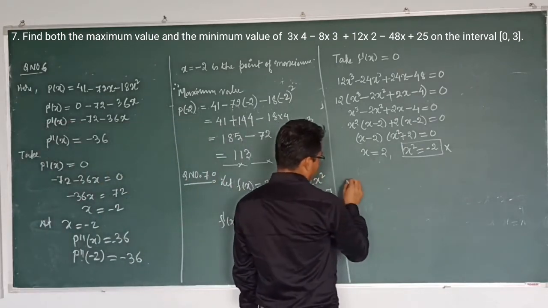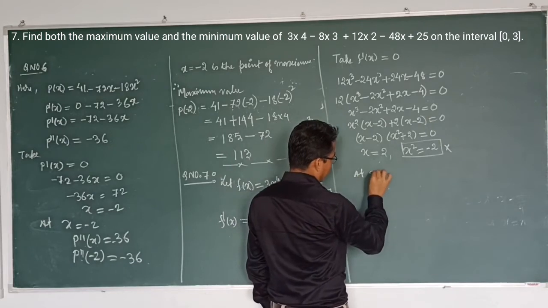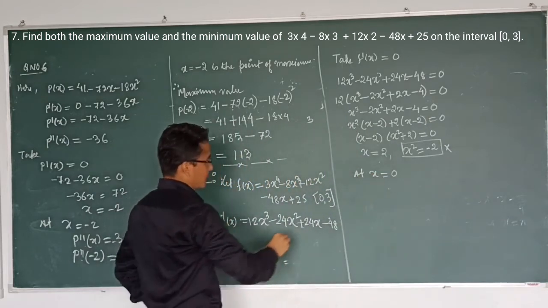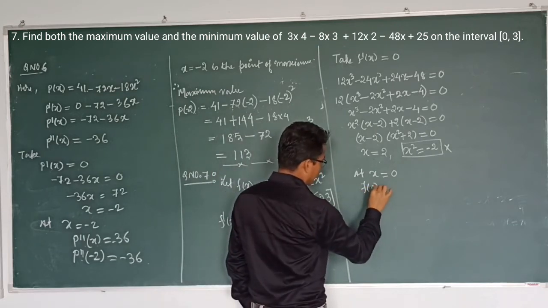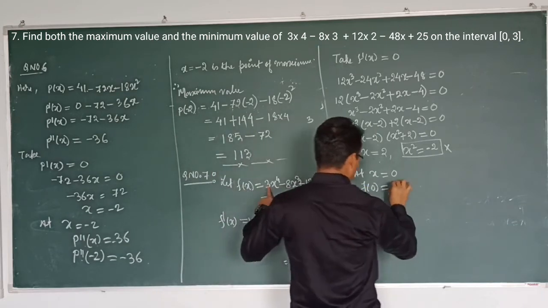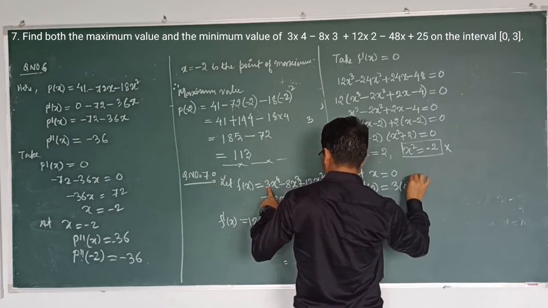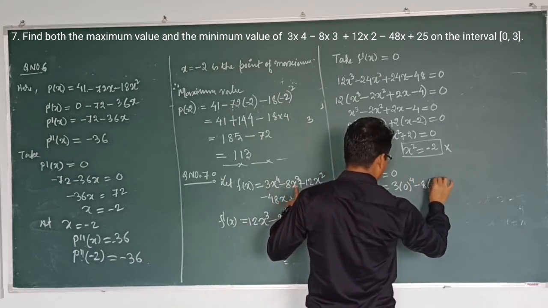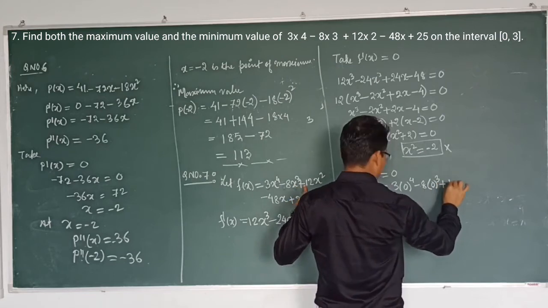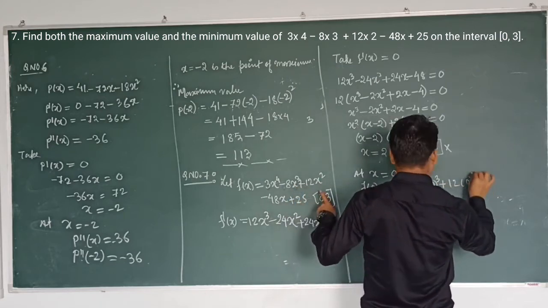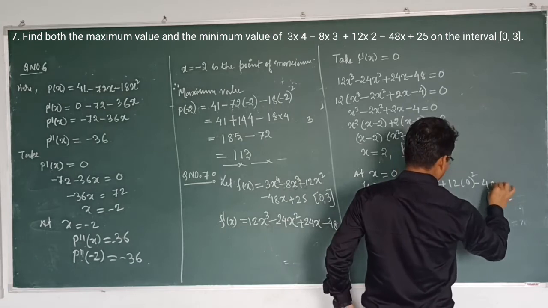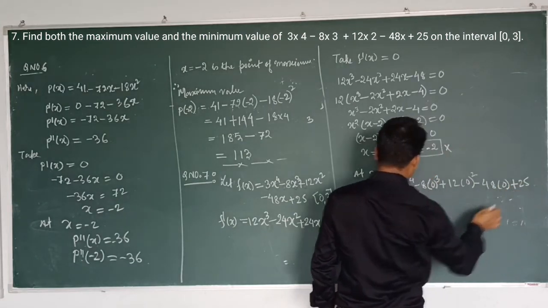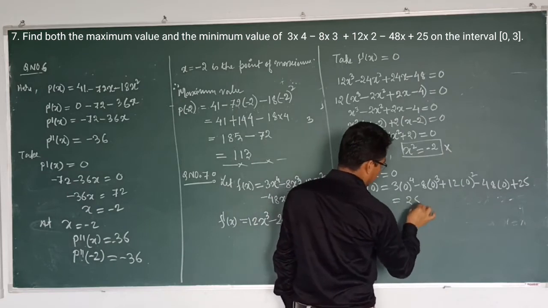So at first, at x equal to 0, we put it here. F of 0, what will we get? 3 into 0 to the power 4 minus 8 into 0 cube plus 12 into 0 square minus 48 into 0 plus 25. So our answer is 25 only.